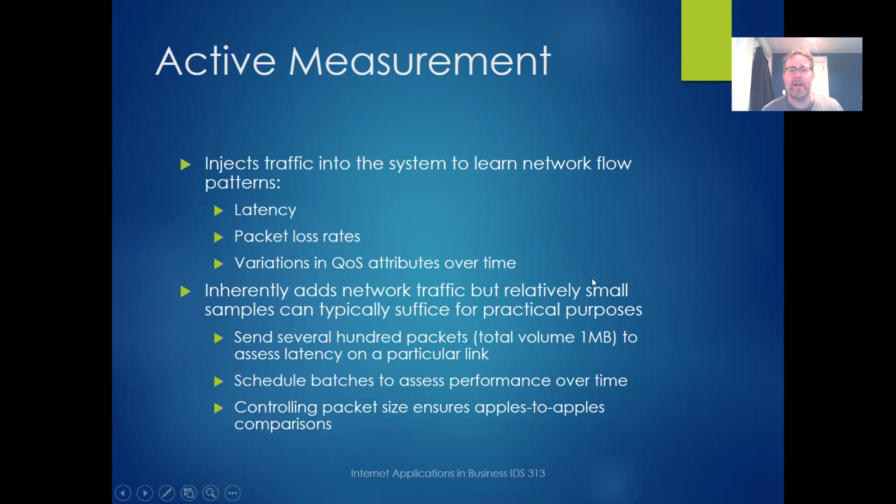Now, active measurement does inherently add network traffic, but typically it's pretty small. You might throw in a few hundred or several hundred packets, and the total volume, about a meg of data, is pretty negligible on a big enterprise grade network. But if you want to look at how things are on a particular link, every now and then you can run a controlled experiment and send in a batch of data and inject it.